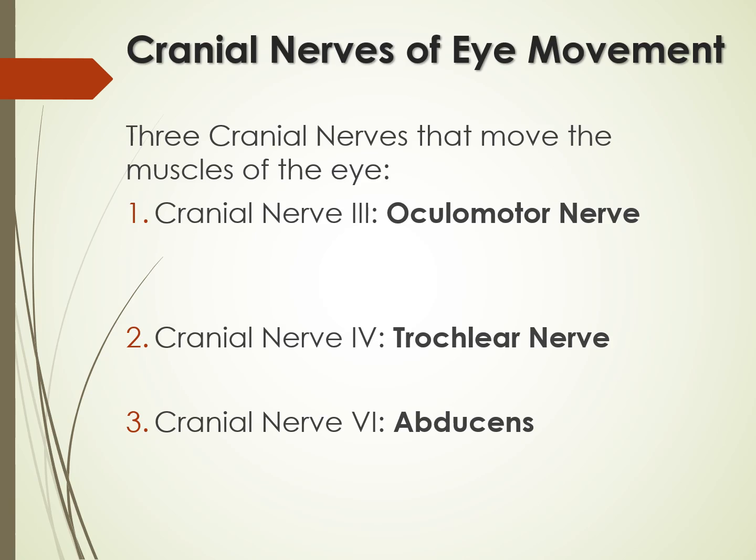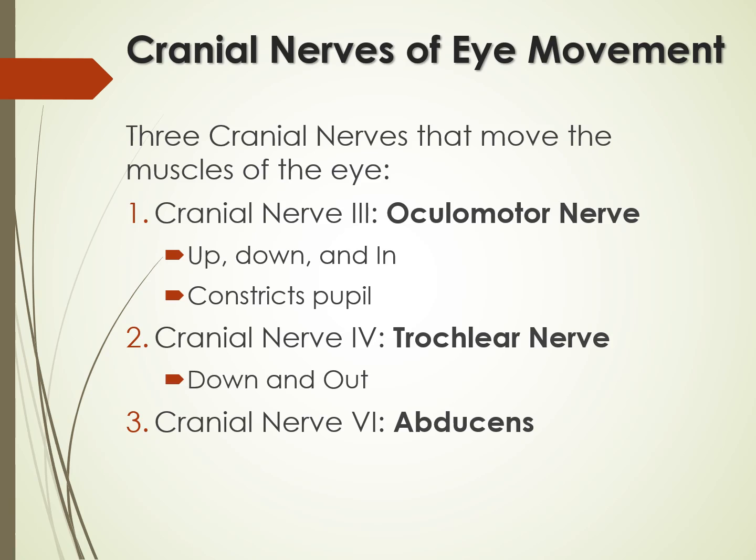Now we're going to group these nerves together and call them all nerves of eye movement, okay? We're going to skip a nerve here. We're going to skip cranial nerve 5, but we're going to go to cranial nerve 3, which is oculomotor, cranial nerve 4, trochlear, and cranial nerve 6, abducens. These guys are all going to innervate the muscles of the eye and allow for eye movement.